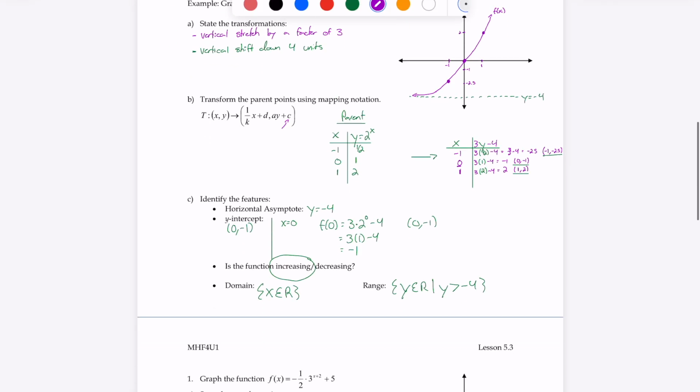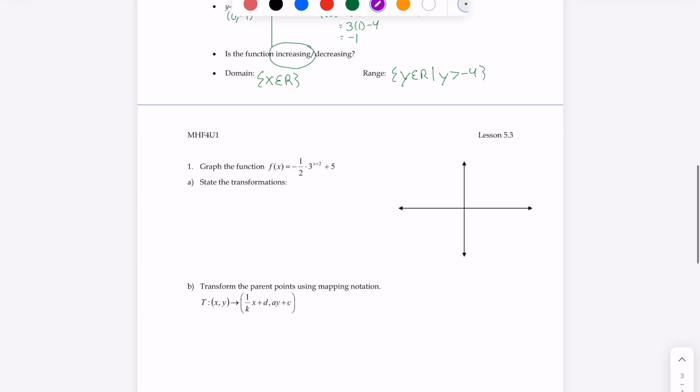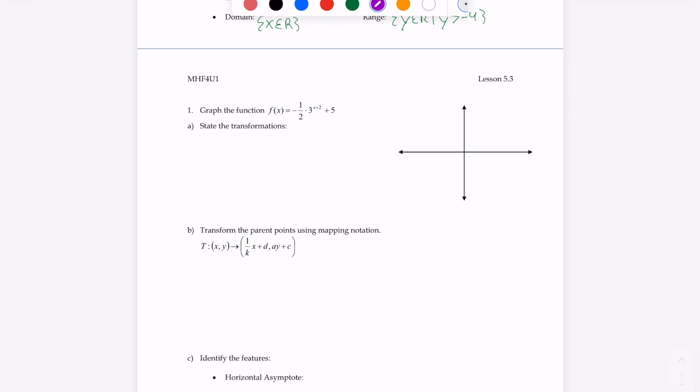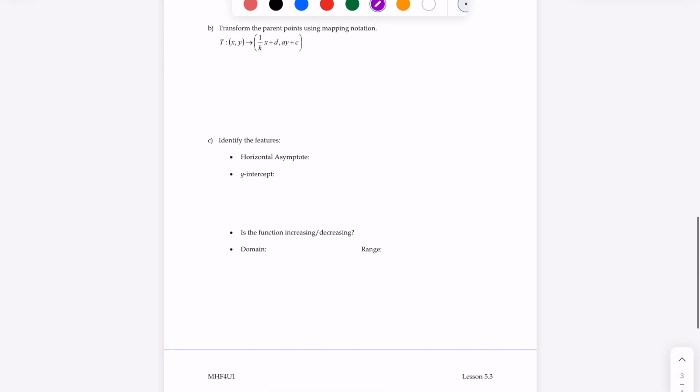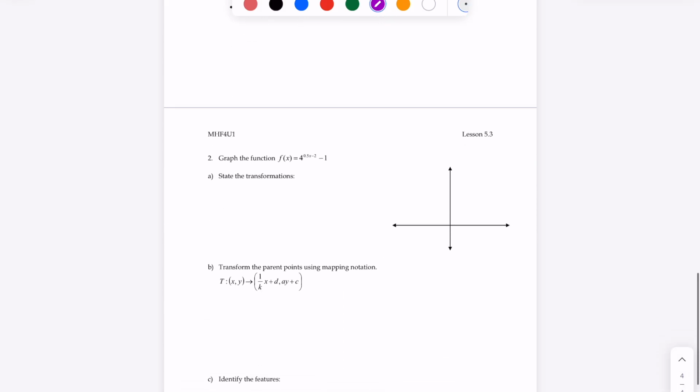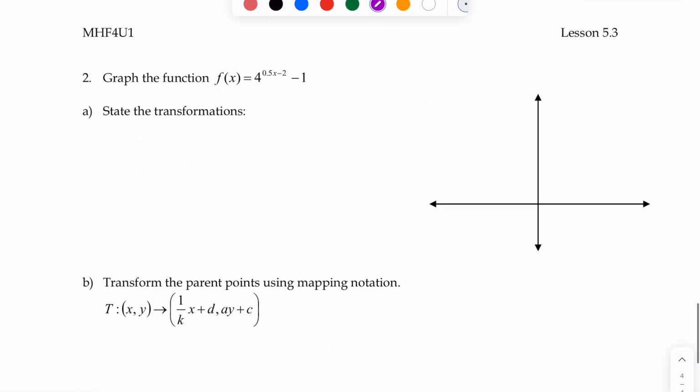Okay, so I'm just going to move past this question. Try it for yourself. My solution is posted. But just for the sake of time, I'm going to move on to the next question. All right, this one is a little trickier, and that's why I want to do this one.